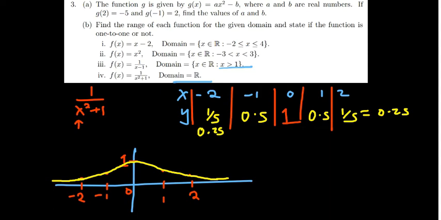Already from the graph we're able to see that this function is not one-to-one, because if you draw a line it will cut the graph twice. Like we've seen from the table of values, two different values give us the same value in the codomain. So that is not a one-to-one function.